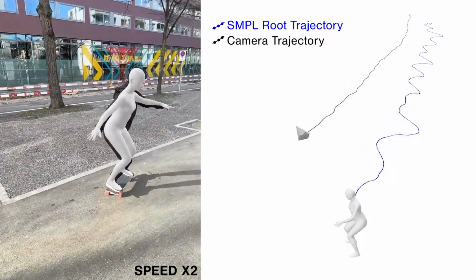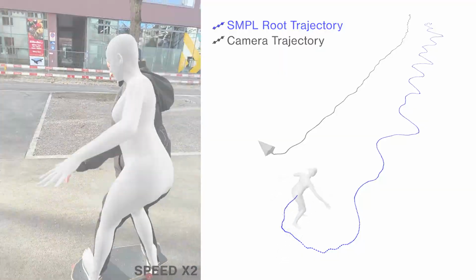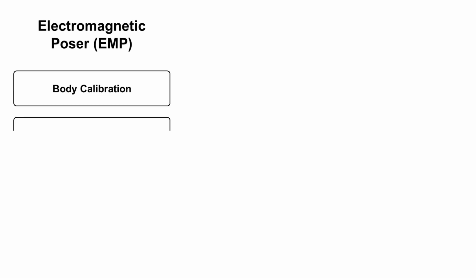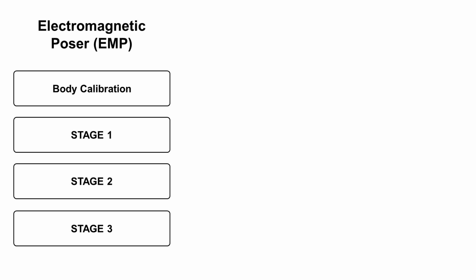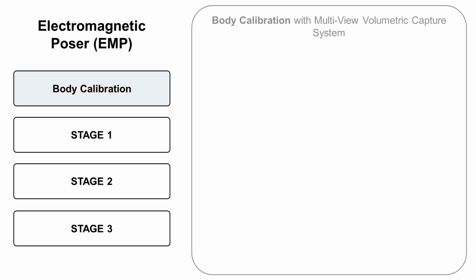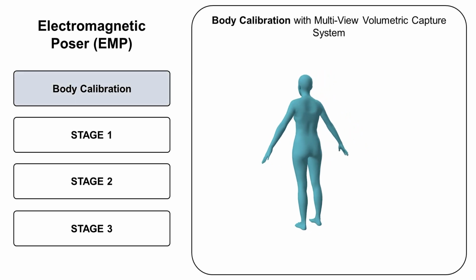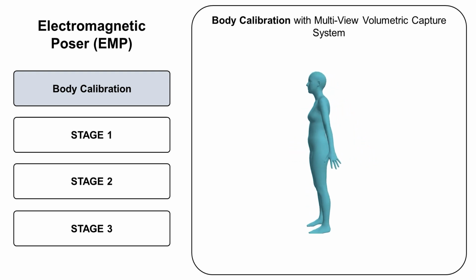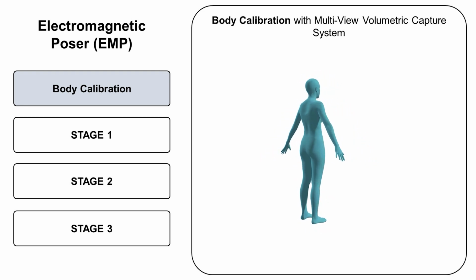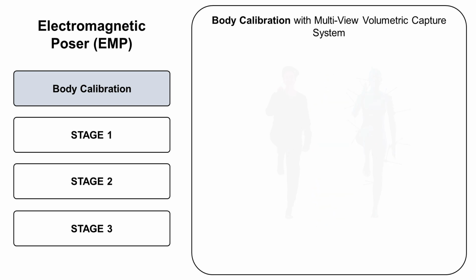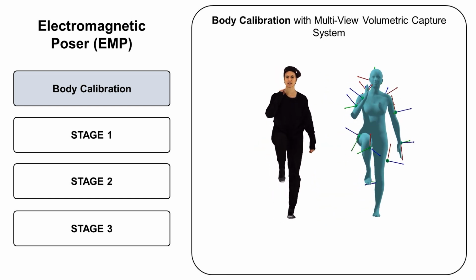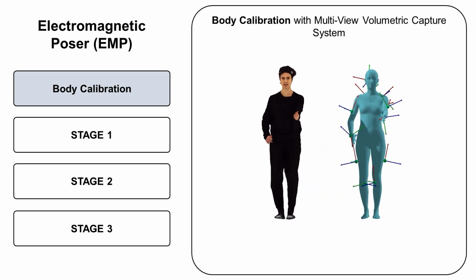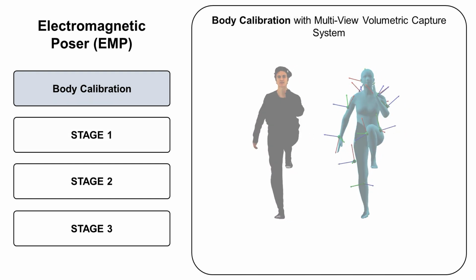To construct EMDB, we propose a method called Electromagnetic Poser, or EMP. EMP is a multi-stage optimization procedure that works as follows. In a calibration step, we first scan a subject in minimal clothing with an indoor multi-view volumetric capture system to obtain their reference SMPL shape. After the sensors are mounted, we calibrate skin-to-sensor offsets via a short calibration sequence.